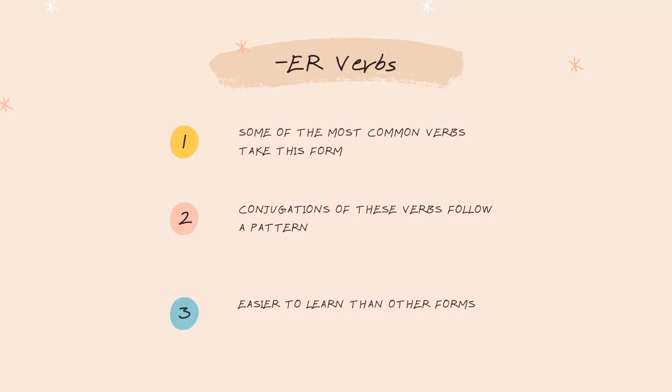So here are a few reasons why we'll be looking at ER verbs specifically. The main reason is that some of the most common verbs take this form. For example, to eat or to like something, those verbs end in ER, and so do other common verbs. Additionally, especially for beginners, these are easier to learn because the conjugation of them pretty much all follows the same pattern, and that makes it easier to learn than some of the other verb forms.